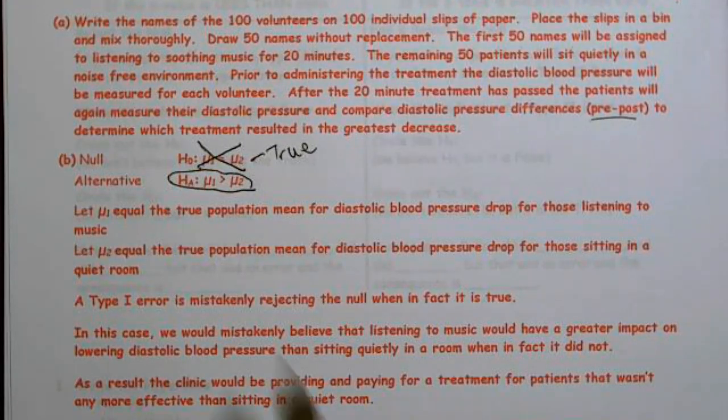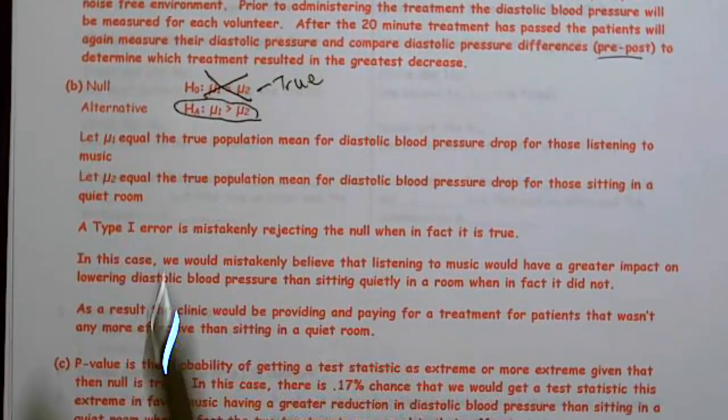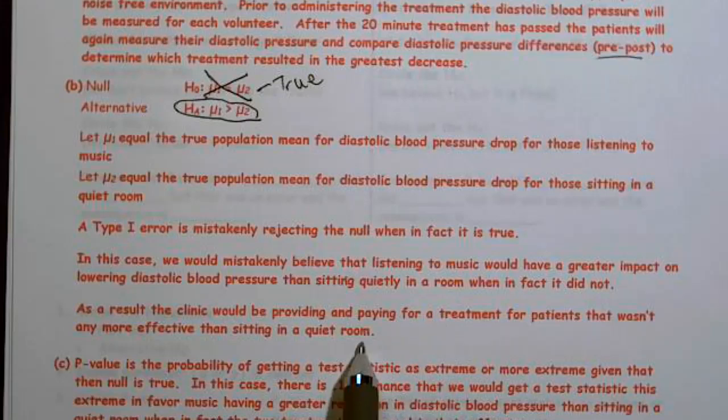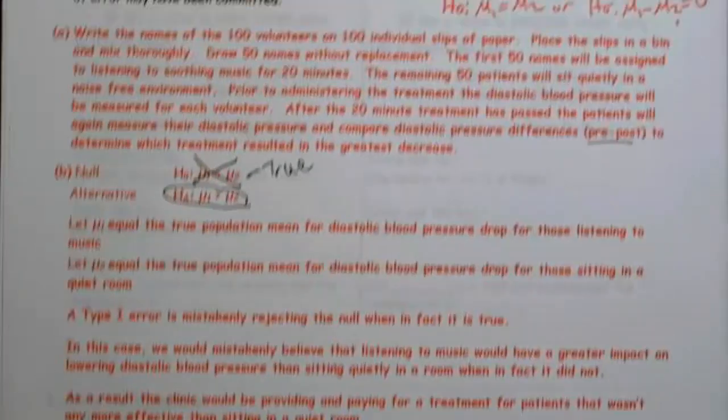In this case, we mistakenly believed that listening to music would have a greater impact on lowering diastolic blood pressure than sitting in a quiet room, when in fact, it did not. As a result, the clinic would be providing and paying for treatment for patients that wasn't any more effective than sitting in a quiet room. Your situation, what you write might be slightly different. That's kind of what they're looking for.